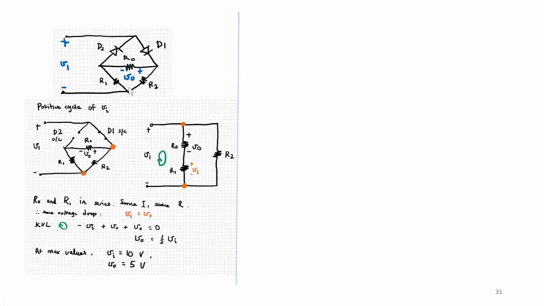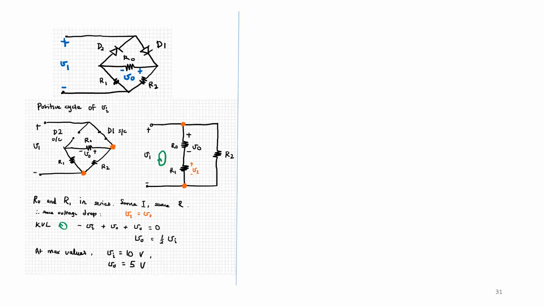I hope I've not confused between V in and V1. So this is V in, the positive cycle of V in. When it is the positive cycle, D1 will turn on and D2 will be an open circuit. But the resistors R out, R1 and R2 don't go forward biased or reverse biased, so they just obey Ohm's law as long as there is a complete circuit linking them to the voltage source.